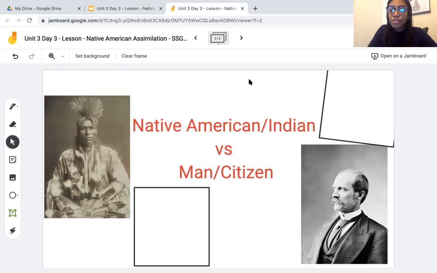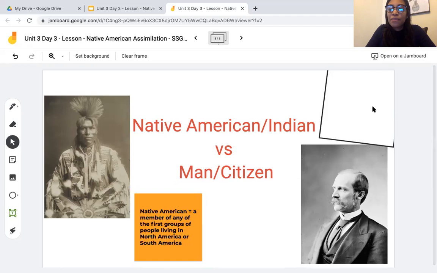All right, now let's look at Native American or Indian versus man or citizen. So first of all, who do you think is a Native American? Okay, this man here. Why? You see feathers, different clothes or garments, the hair, you have a headpiece, okay, very good. And then we have man or citizen. So first of all, what do you think a Native American is based on these photographs? What do you think man or citizen is? Okay, use the sticky notes. Let's see if you're right.